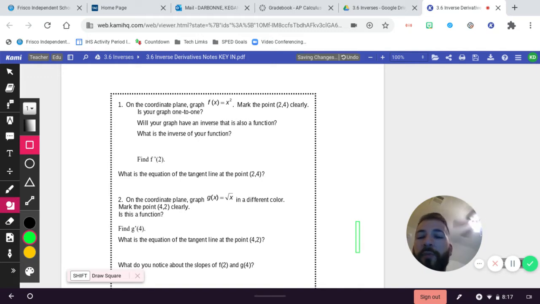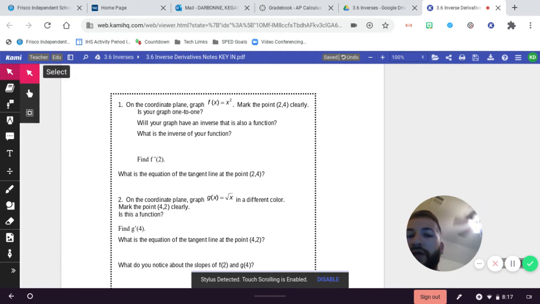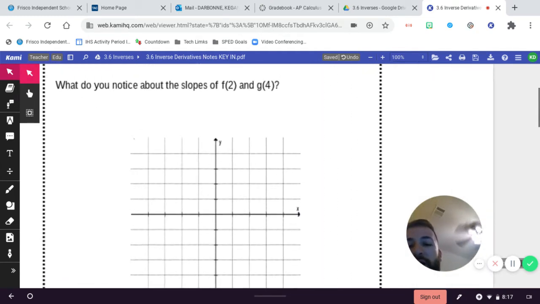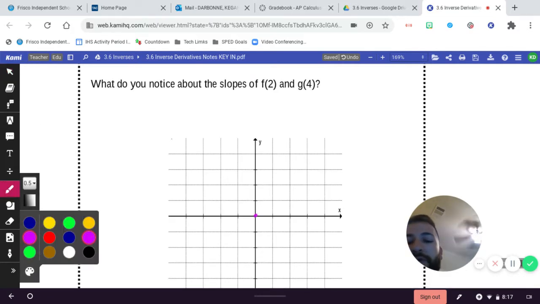So here on the coordinate plane, we're going to graph f of x is equal to x squared, and then we're going to mark the point (2, 4) really clearly. Okay, so f of x equals x squared, that's just a parabola. Remember, y'all, as always, it is not a big deal if you don't know how to graph these. You can always use Desmos or your TI-84 or something like that. And then I want to mark that point (2, 4) really clearly.